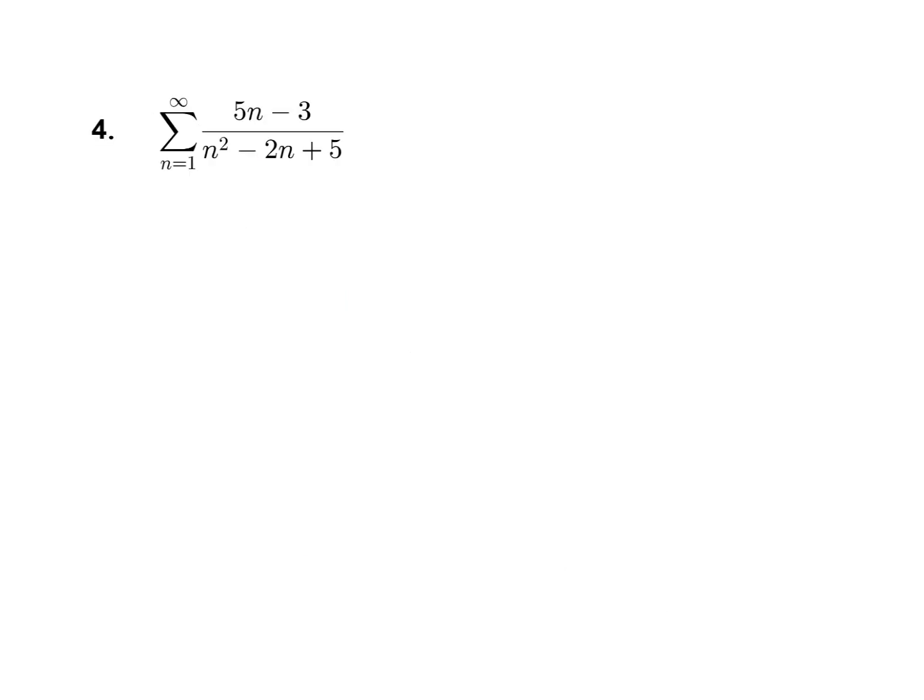And our last example for today will be the summation of 5n minus 3 over n squared minus 2n plus 5, from n equals 1 to infinity. First we have to see what we want to compare this to. Since the power of n in the denominator is 1, we're going to compare to the summation from n equals 1 to infinity of 1 over n. And so now we can start our limit comparison test.